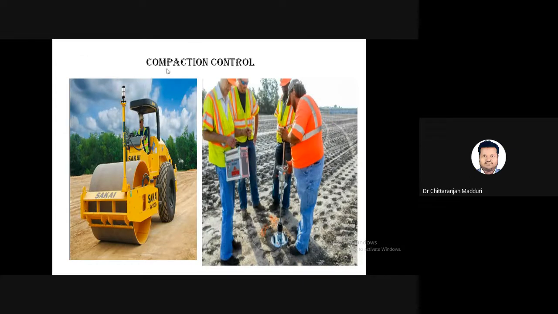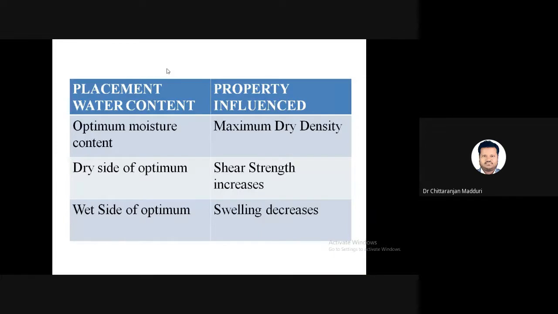The third one is compaction control. First we need to know what is meant by optimum moisture content, dry side of optimum, and wet side of optimum. The moisture content at which the soil attains maximum density is known as optimum moisture content. The moisture content less than optimum moisture content is known as the dry side of optimum. The moisture content more than optimum moisture content is known as the wet side of optimum.